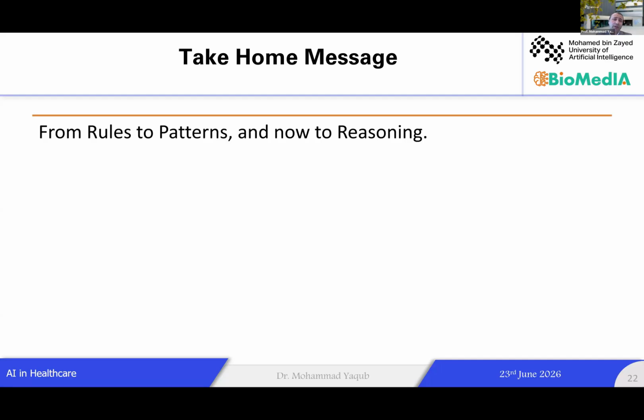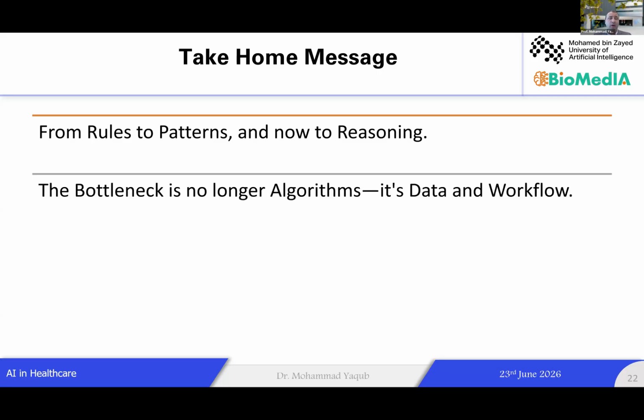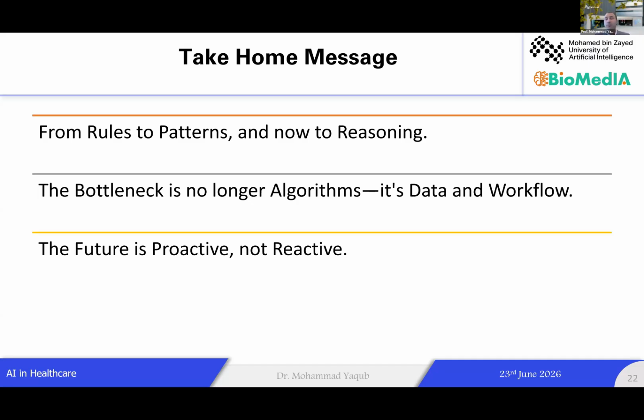Okay, so as a take-home message, just as a revolution in AI in general, we started from rule-based systems. That's the old days in AI. Then we moved to machine learning, then to deep learning, and now we live in the era of reasoning, LLMs and foundation models. And honestly, maybe I should not say this, but the problem is mostly not in the algorithm. The algorithms are really important. This is something that I build. But honestly, the problem is usually in the data, the quality of the data, and the workflow and the regulation around it. The future should be proactive, not reactive.